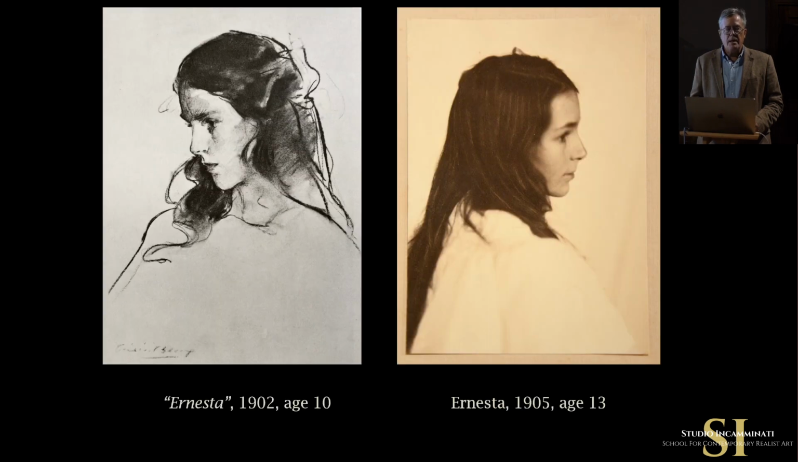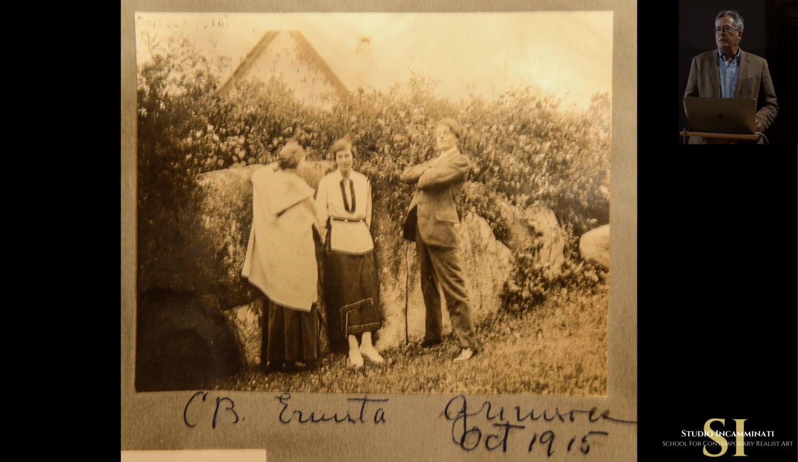For example, on the left is her charcoal sketch of Ernesta, age 10. And there's a photograph of just Ernesta for comparison just a few years later as a teenager. Ernesta would often come and spend practically the whole summer with Aunt Cecilia at Green Alley, giving plenty of opportunity to pose as a model.